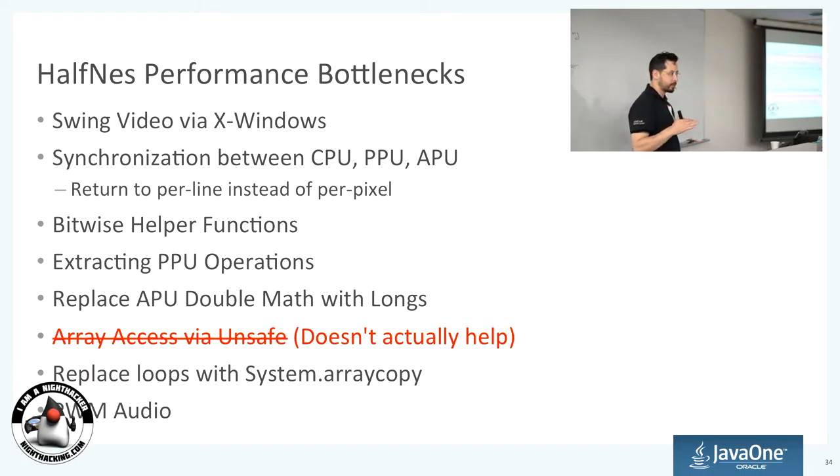The just-in-time compiler is smart enough to automatically do these sort of optimizations. And you shouldn't really use unsafe anyway because it's not supported. I also replaced some loops with System.arraycopy, but this is redundant because there's already a compiler intrinsic which does this at runtime.